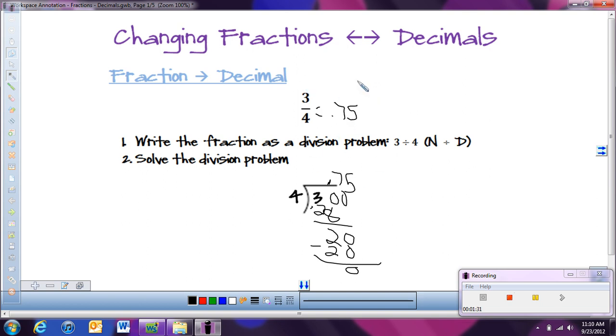This is actually an easy one that you wouldn't even have to do the division. I always think of quarters whenever we have fourths. This is like 3 quarters out of 4. So how much money is that? 75 cents. So whenever you see fourths, I always think of quarters, and you can just change it right into a decimal without even having to divide.